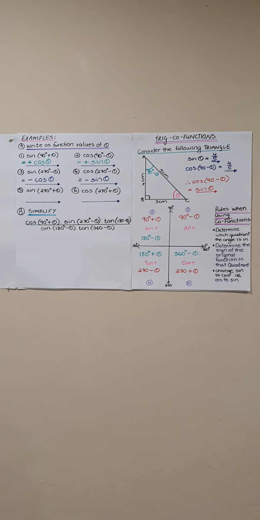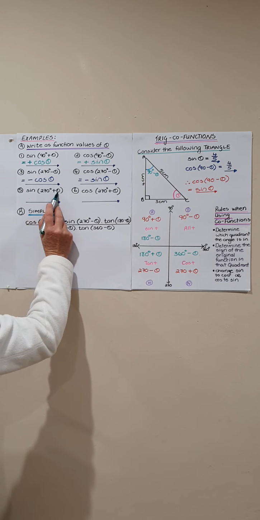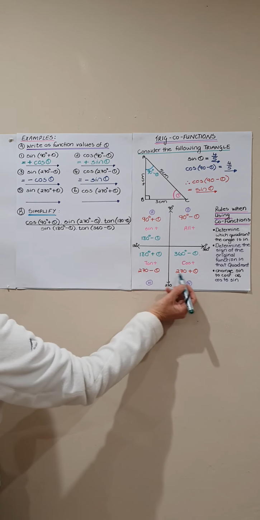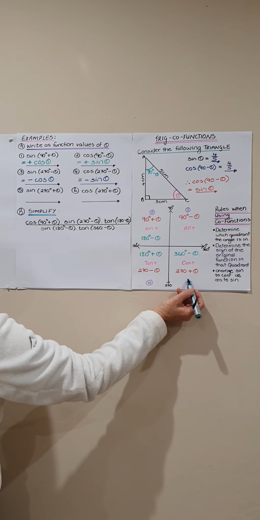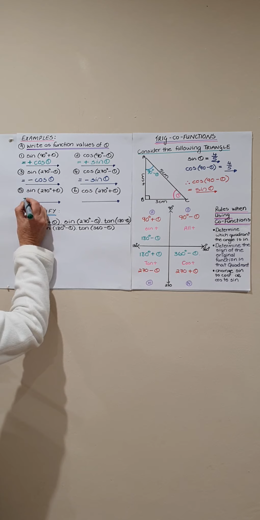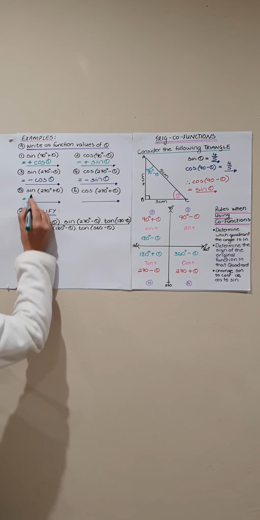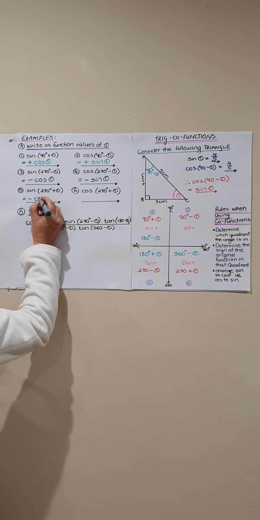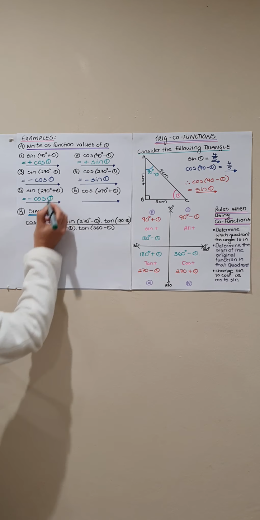If I look at example number 5, I have sine of 270 plus theta. 270 plus theta is in the fourth quadrant. In the fourth quadrant, sine is negative. So my answer is going to be a negative. I'm going to change sine to cos theta.